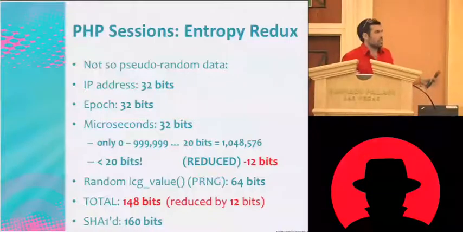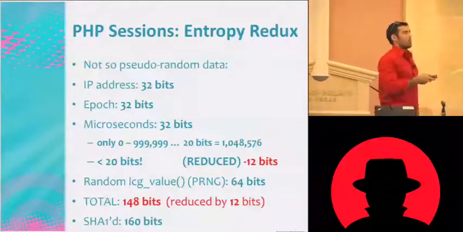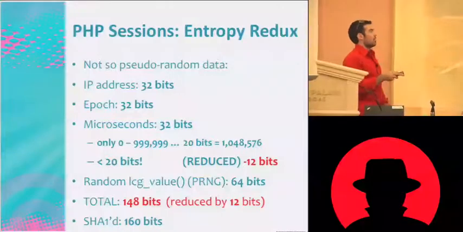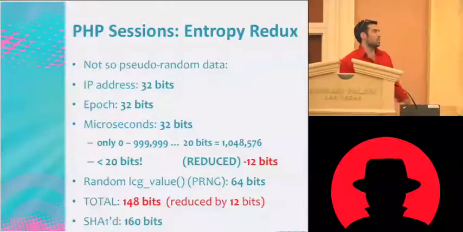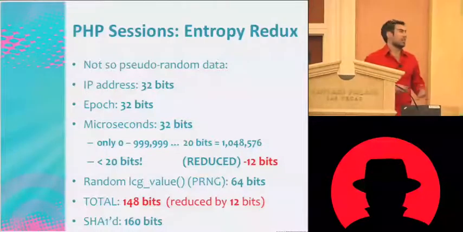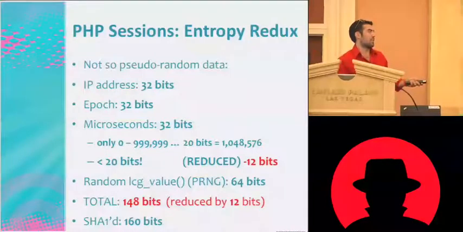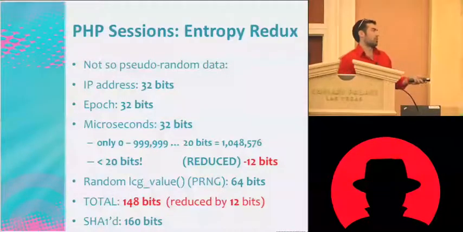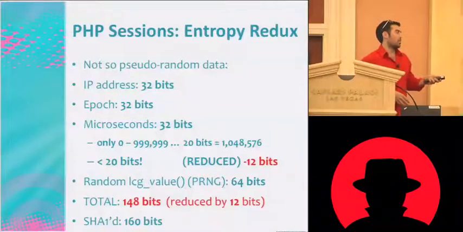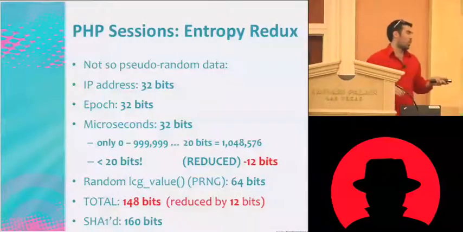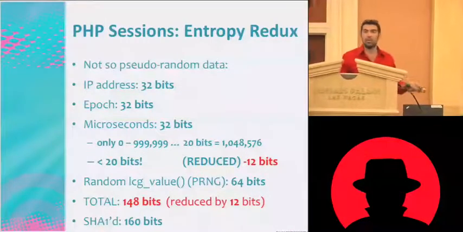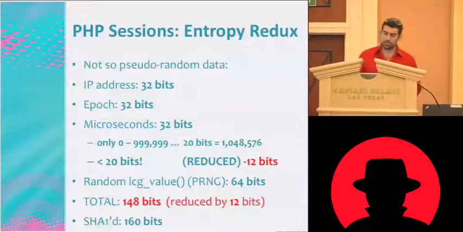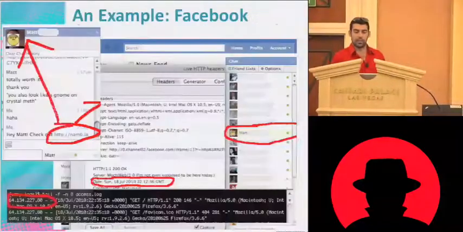Now, let's go over this a little bit more. It's actually not so pseudo-random data. If we look at microseconds, there are only a million microseconds in a second. So you're actually dealing with 0 to 999,999. Well, 20 bits, if you remember a rule of thumb, there are 6 zeros, so that's a million. So really, it's not 32 bits, it's actually 20 bits of entropy here. So we can actually reduce 12 bits of entropy and reduce from 160 to 148. So that's pretty cool, but 148 is still a big number. But there's more we can do here.